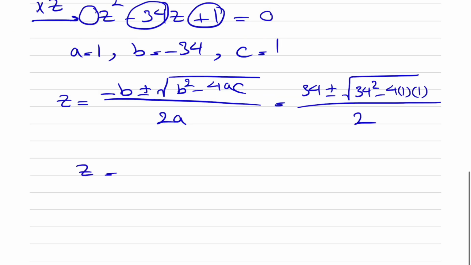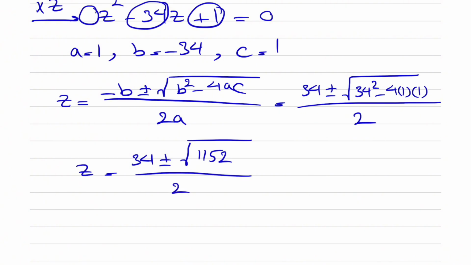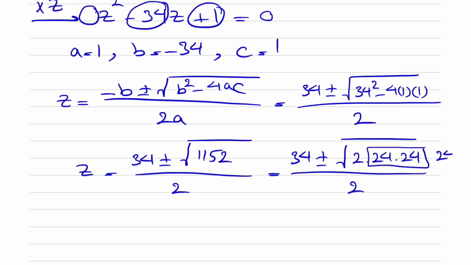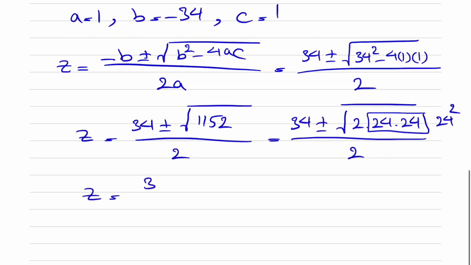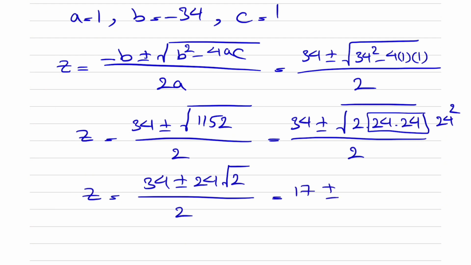So here our z will be 34 plus or minus, if we calculate what we have under the square root, we're going to get 1152, over 2. And here, in order to simplify it more, if we divide 1152 by 2, we're going to get 2 times 24 times 24 over 2. So here we have 24 squared, which can get out of the square root. So if we do that, our z in here would be basically 34 plus or minus 24 square root of 2 over 2. And if we divide that, we have 34 divided by 2 is 17 plus or minus 24 divided by 2 is 12 square root of 2.